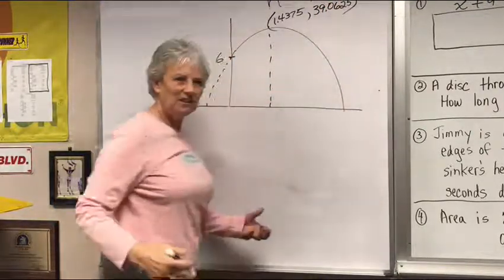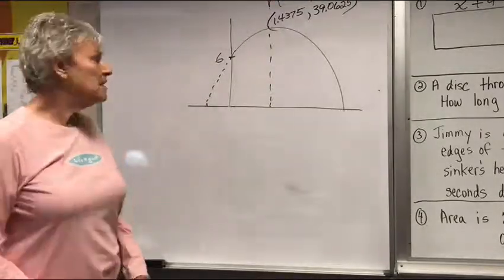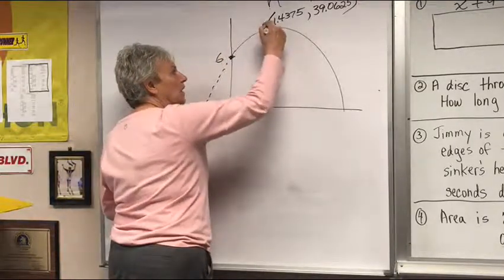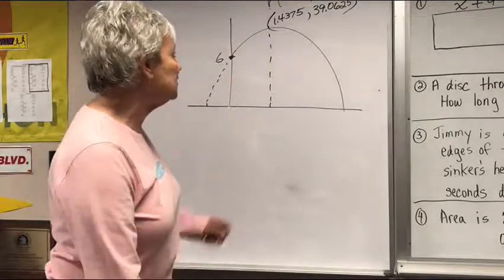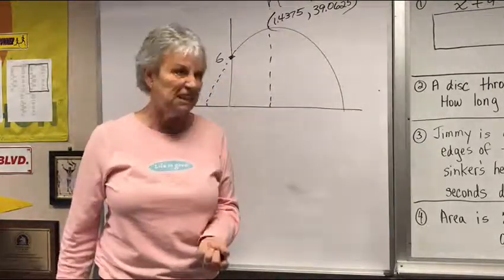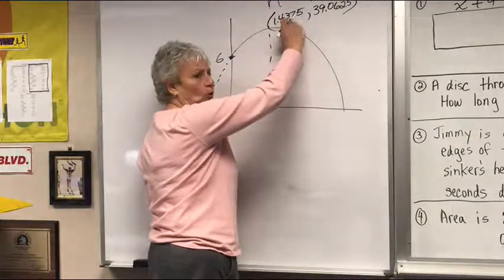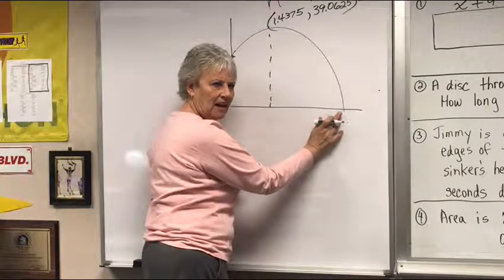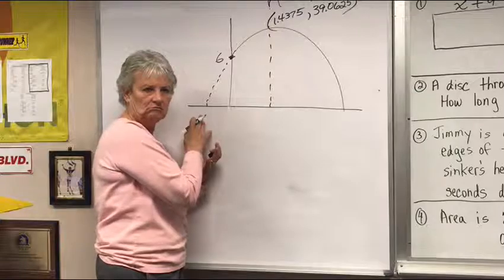39.0625. By the way, in the real world, things are not always pretty. Okay? So, you started here. In 1.4375 seconds, you were at 39 feet. You can't double 1.4375 and get that answer. Why? Because it didn't start at 0. It started somewhere in the negative zone.